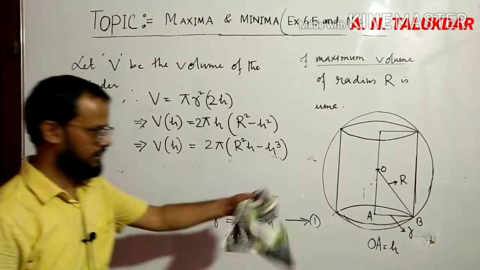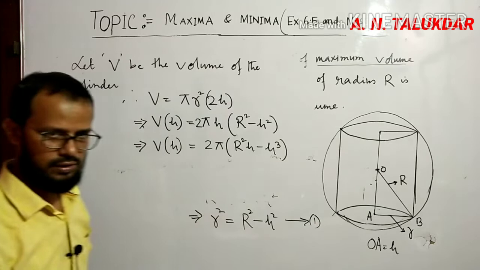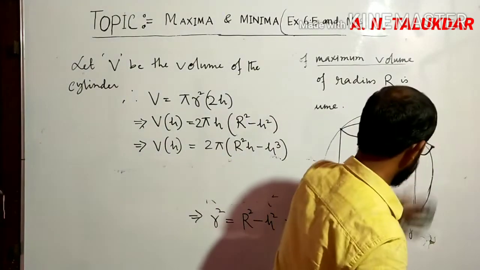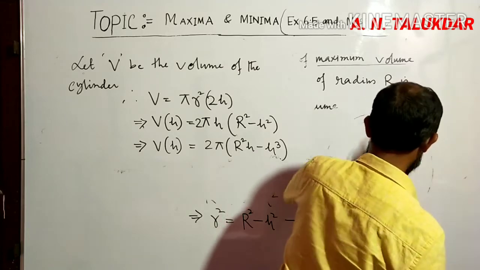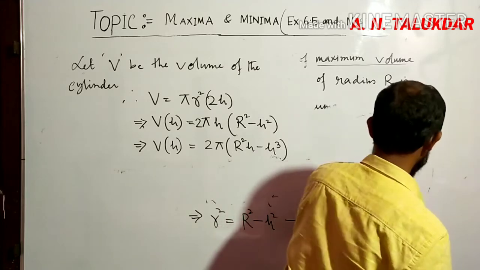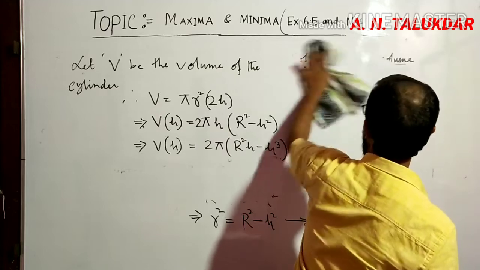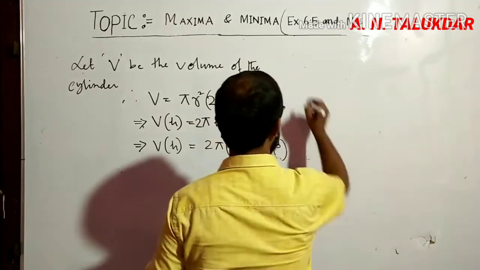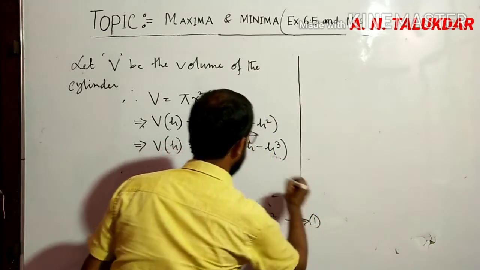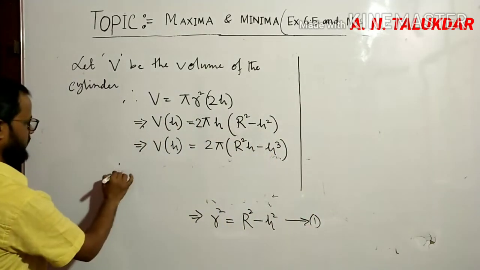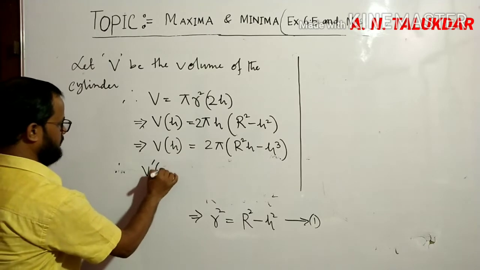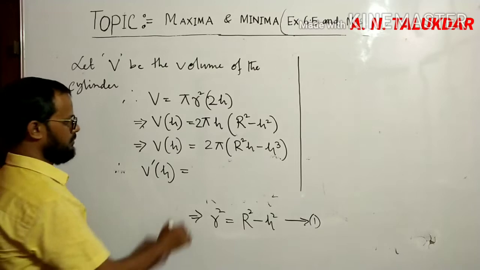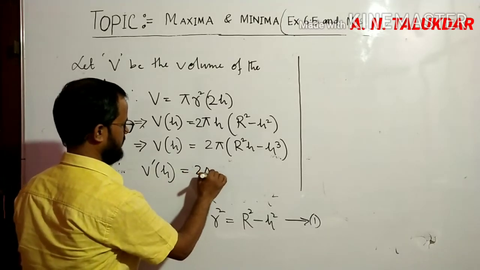And now the particular figure part is not required now, just the calculations part is required. So I am deleting this particular figure from the board. Okay, now find V dash of h. V dash of h is equal to what? 2 pi is constant.